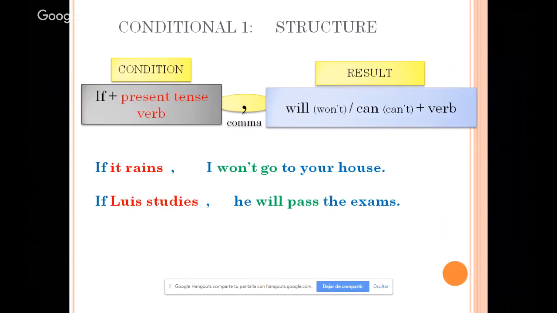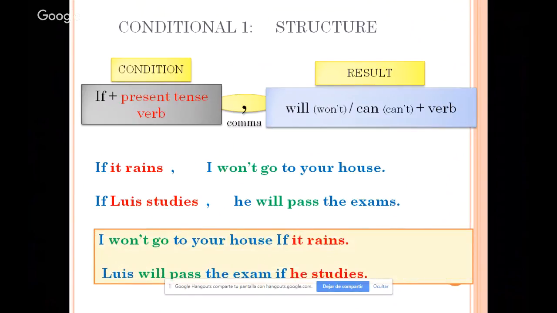But if you write the opposite way, it means if you express the result and then the condition, you don't have to use the comma. So let's check this. I won't go to your house if it rains. Louis will pass the exam if he studies. As you notice here, we are not using the comma because in the middle of the information we have if. Okay? So that's it. Two possible ways for you to express conditions using conditional type 1.